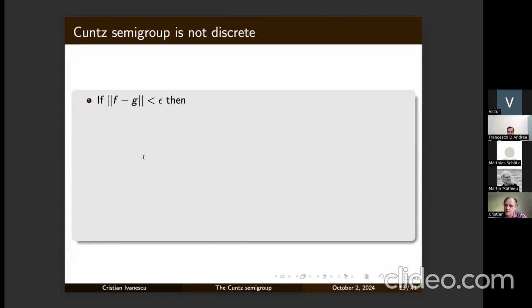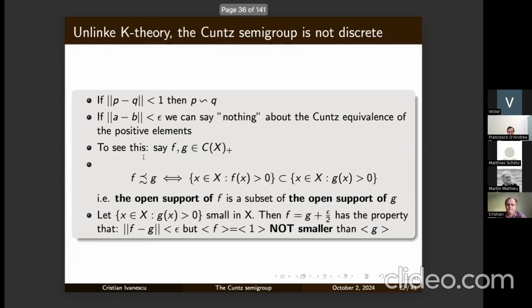Hello, Christian. Yes. Could you go back to the previous slide, please? Could you explain to me why this Cuntz class of F is the same as that of 1? Yes. So 1 is going to be strictly positive on the entire X, because it's a constant function. Now, my F is also strictly positive on the entire X. So the support of F is going to be... Yes, of course, because it's global. Okay. Thank you so much.